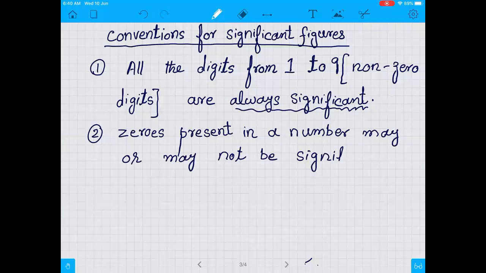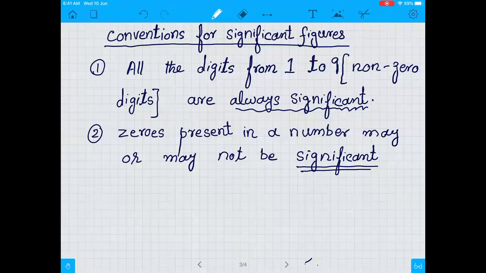So it is the zeros which are ambiguous, which are to be studied whether they are significant or not significant. However, digits from 1 to 9 are out of debate. They are present in a number when they are given by an instrument. So all the digits from 1 to 9, which are called non-zero digits, are always significant. They can never be insignificant because they are always given by the instrument. It is zeros which are sometimes applied while converting the unit. When you convert a bigger unit into a smaller unit, you apply some zeros. So zeros may be significant or they may not be significant.